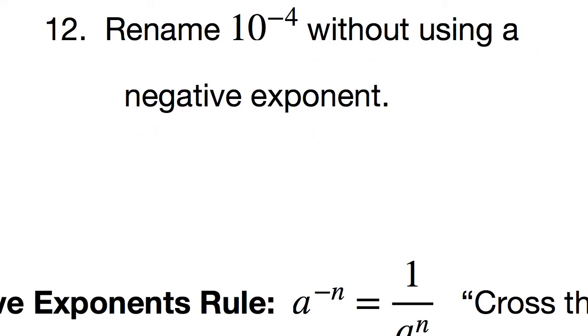Rename 10 to the negative fourth without using a negative exponent. Well, Bergman always says, cross the line, change the sign. So it's no longer 10 to the negative fourth, it's 10 to the positive fourth.